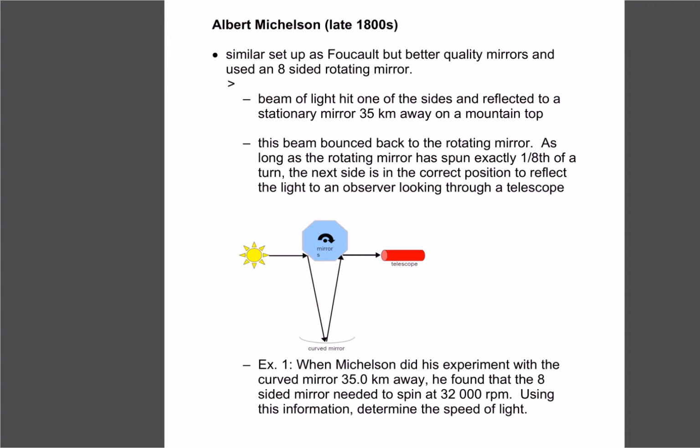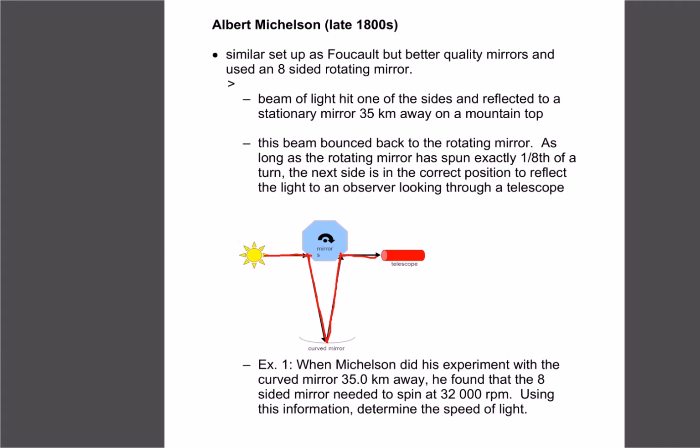The key was then Albert Michelson. So this is in the late 1800s. Michelson used Foucault's idea, but he used better quality mirrors, and instead of just having one mirror rotating and measuring the angle, he decided to use an octagon mirror, or an 8-sided mirror, and he got a really good result. So he would shine the light, it would hit the mirror, bounce off to another mirror that was 35 kilometers away, bounce back, and then he would see it through his telescope.